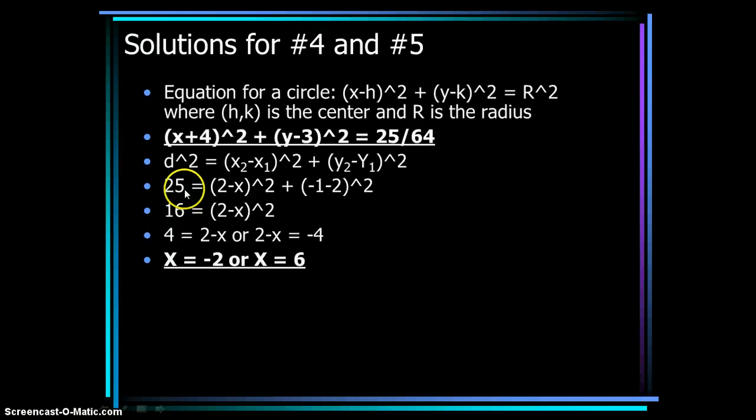Plugging in the numbers, we know the distance has to be 5, that's 25, and factoring in what I know, I get that (2 minus x) quantity squared has to be 16. So in this case, 2 minus x has to be 4, or 2 minus x has to be negative 4. So therefore, this has two solutions, x equals negative 2 and x equals 6.